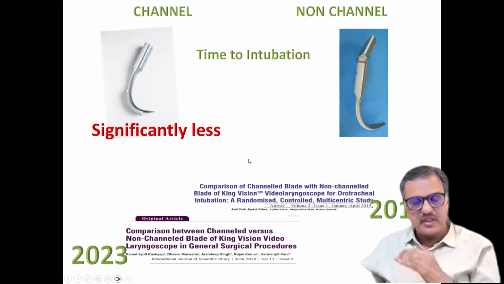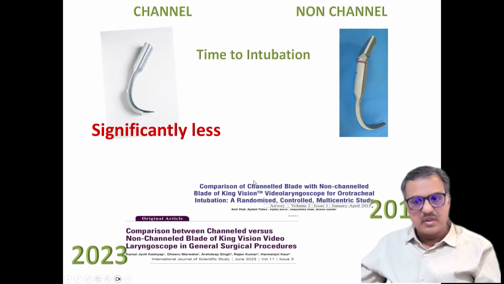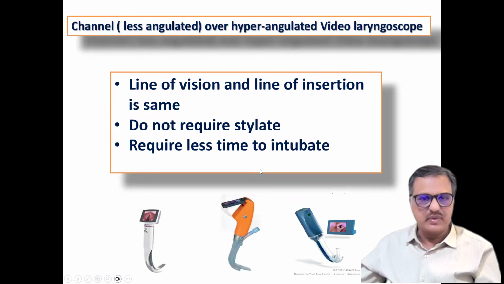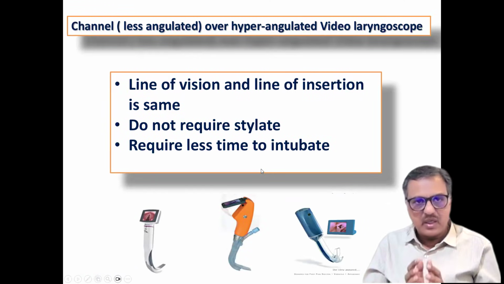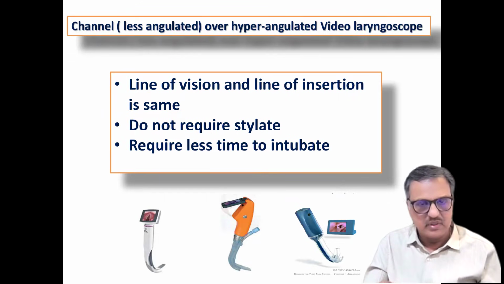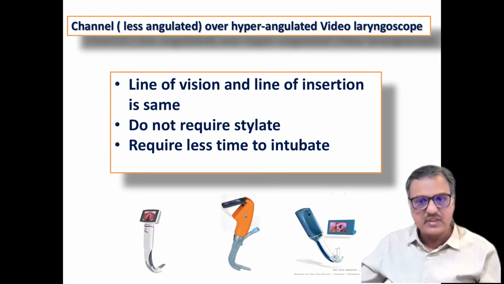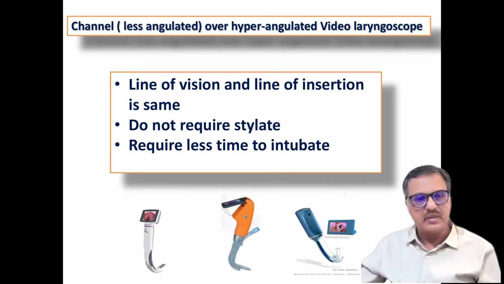And that significantly reduces the time to intubate compared to non-channel videolaryngoscopy. So the channel anatomically curved videolaryngoscope makes the line of vision and line of insertion one. It does not require a stylet, and that's the reason it requires less time to intubate.